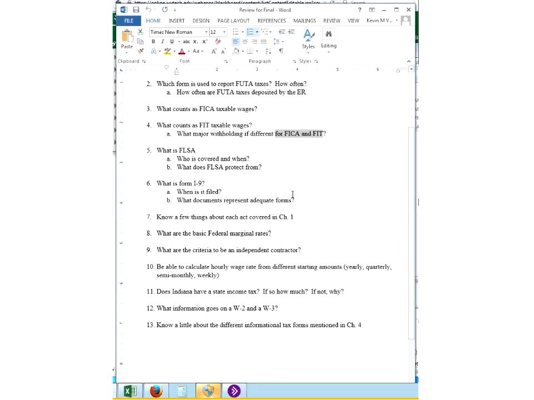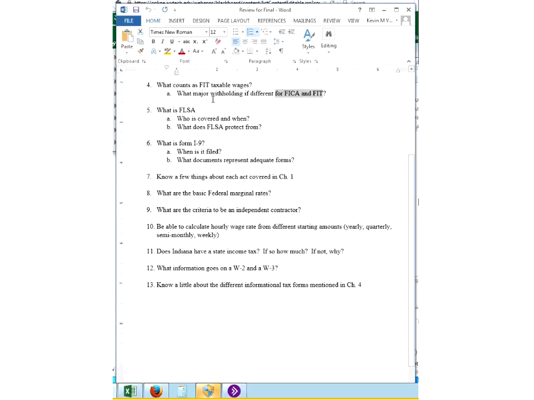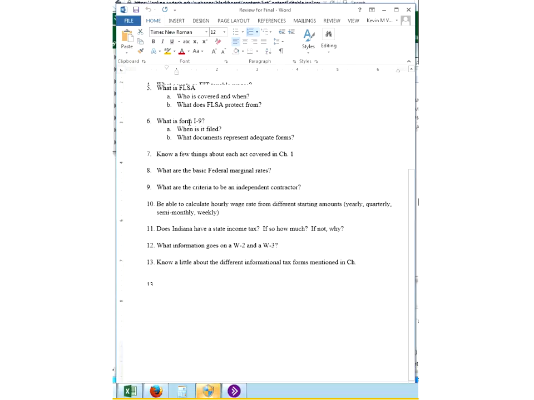So also know what counts and what's the differences between FICA and federal withholdings for taxable wages. What's taxable, what's not taxable. FLSA, the Fair Labor Standards Act. What does that mean? What does it do? Who does it protect? Know some ins and outs of that. That was a pretty major part. I believe it was Chapter 2. What is I-9? What's the form? What's it do? What's it used for?